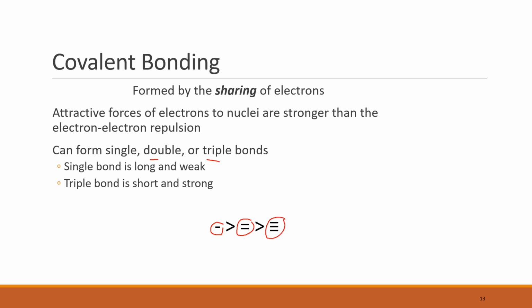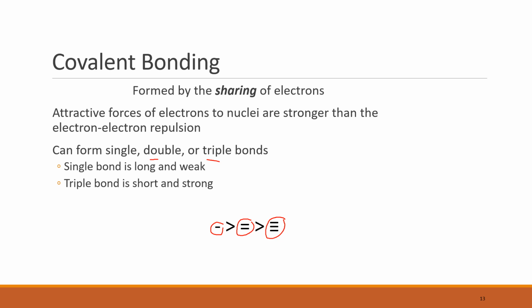One way I like to remember the difference between single and triple bonds is to think of rubber bands around two balls. The two balls represent atoms and the rubber bands represent the bonds. If you put one rubber band around those two balls and try to pull them apart, you'll be able to pull them pretty far apart. It's because that single bond can be long and weak.